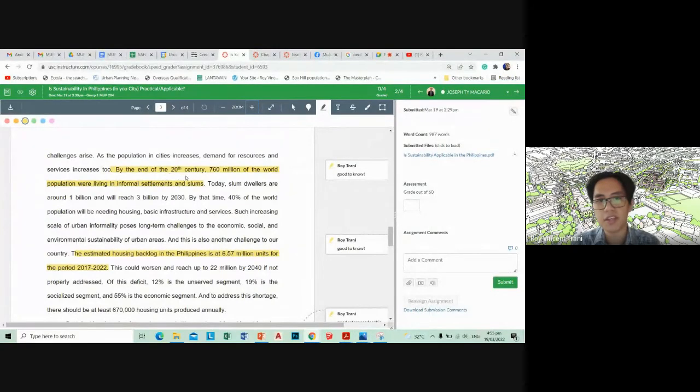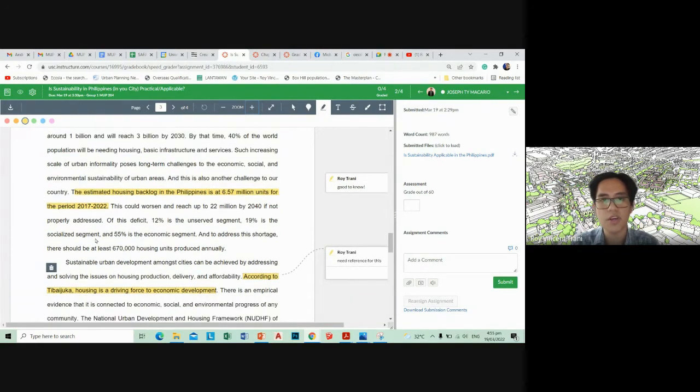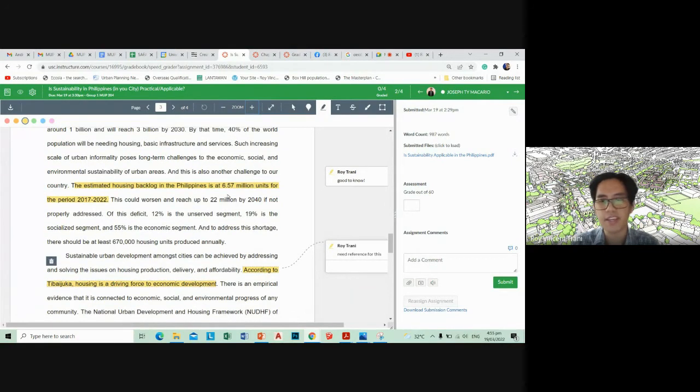By the end of the 20th century, over 600 million people of the world will be living in informal settlements and slums, which is really a big challenge for the built environment or the construction industry. And then specifically for the Philippines, the backlog is about 6.57 million units for the period of 2017 to 2022. So there's really no way that we can get 6 million units by the end of this year.